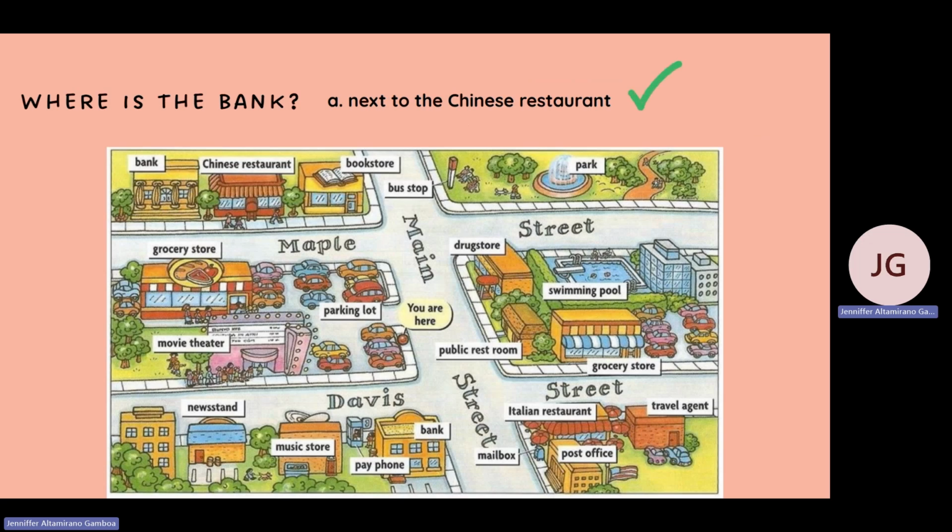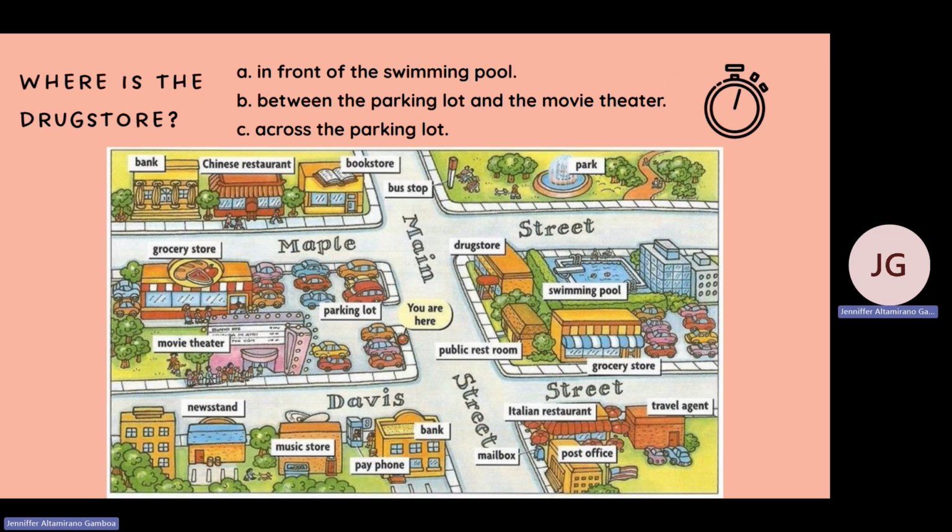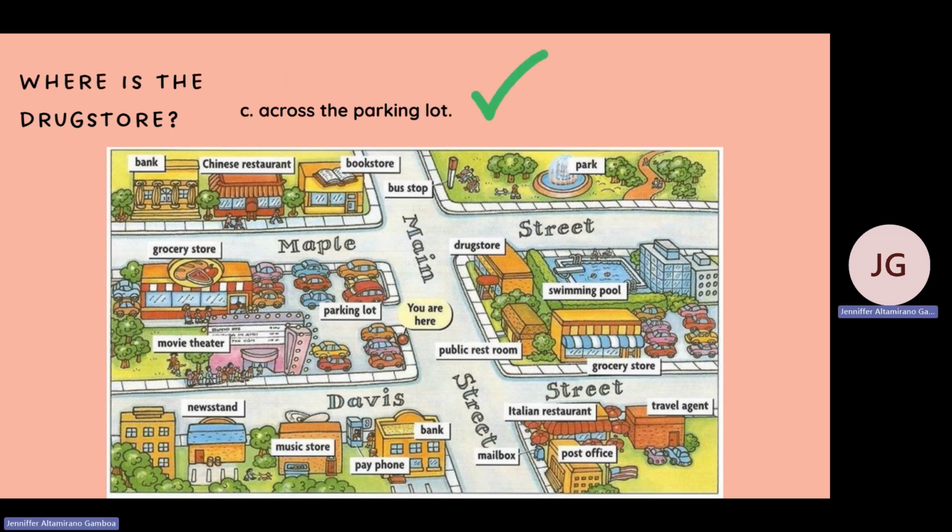Next question. Where is the drugstore? A. In front of the swimming pool. B. Between the parking lot and the movie theater. Or C. Across the parking lot. And the correct answer is across the parking lot.